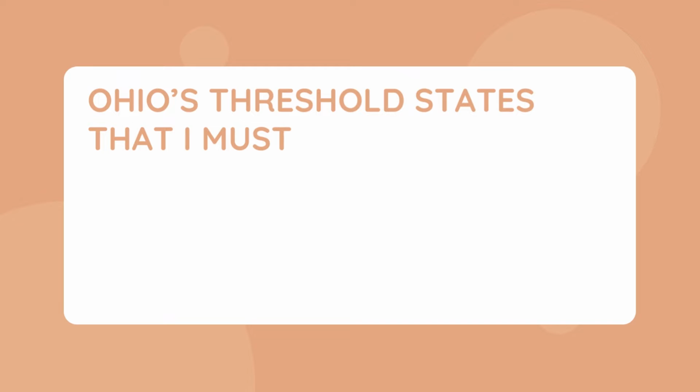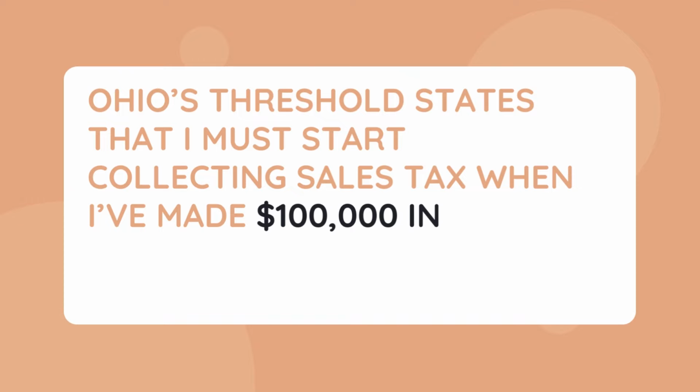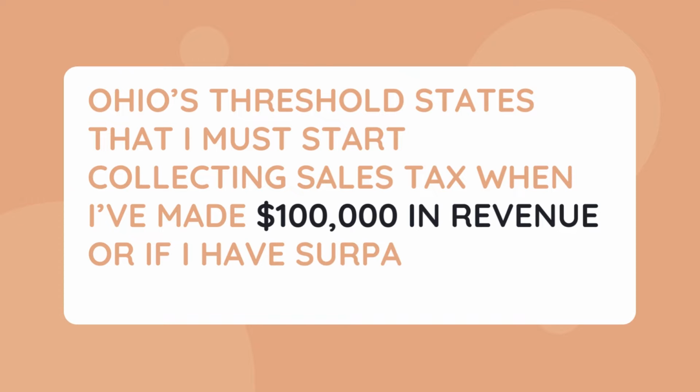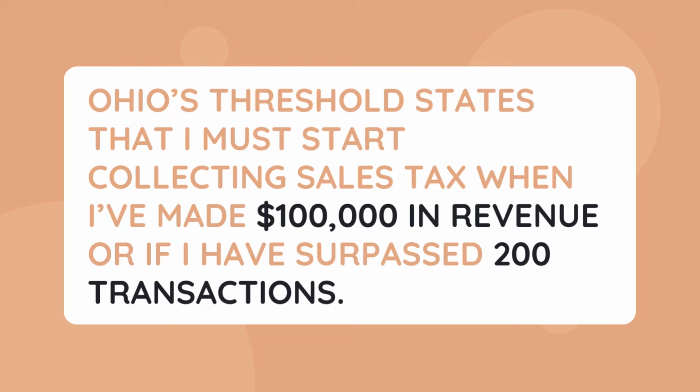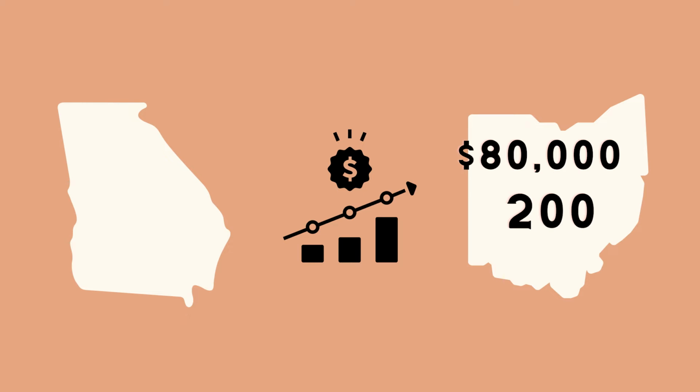Let's pretend I'm still in Georgia, but this time I am making sales in Ohio. Ohio's thresholds state that I must start collecting sales tax when I've made $100,000 in revenue or if I have surpassed 200 transactions. In this case, if I had only collected $80,000 in revenue from shoppers in Ohio, but I have had 200 transactions, then I do need to start collecting sales tax and obtain my sales tax permit. So it is important to understand the thresholds for each state.